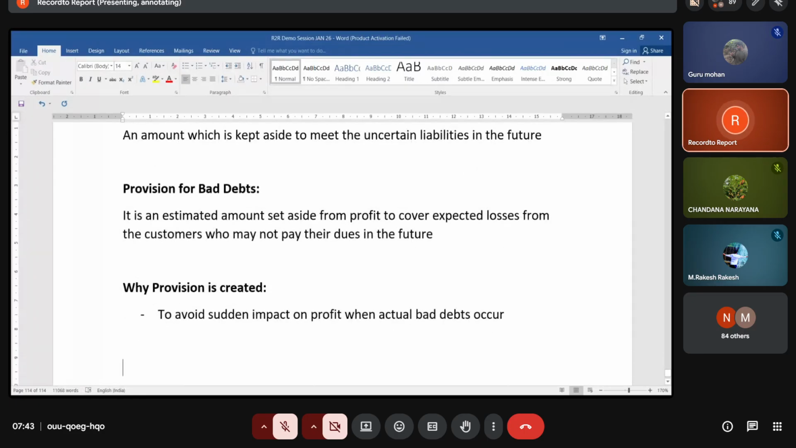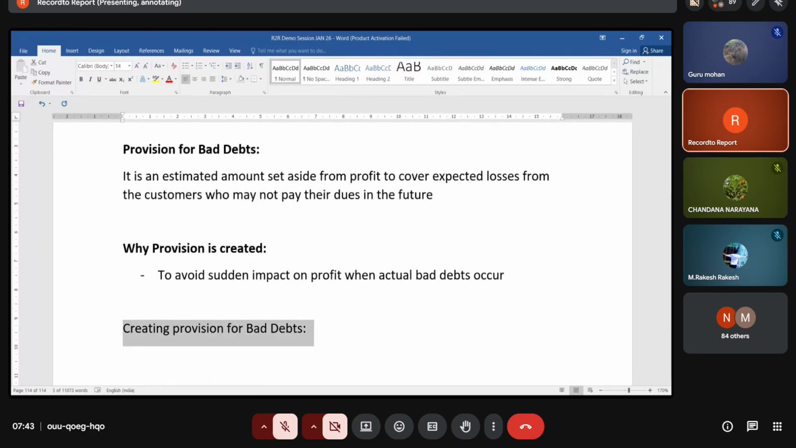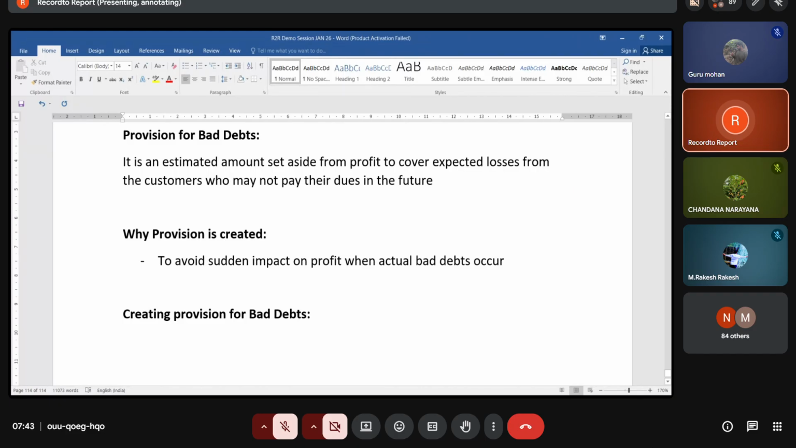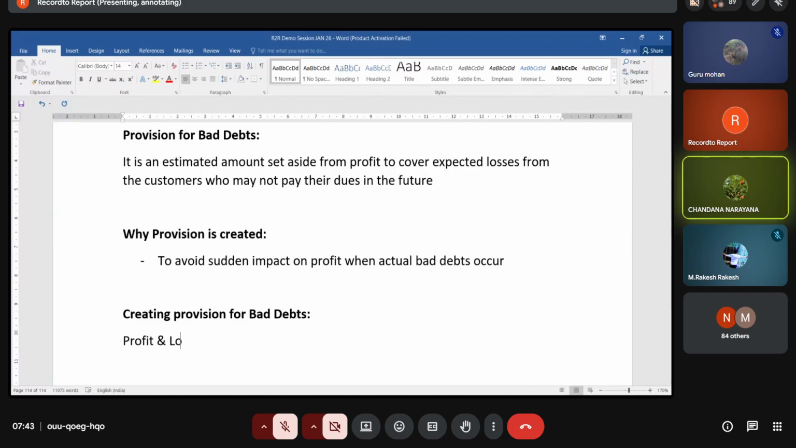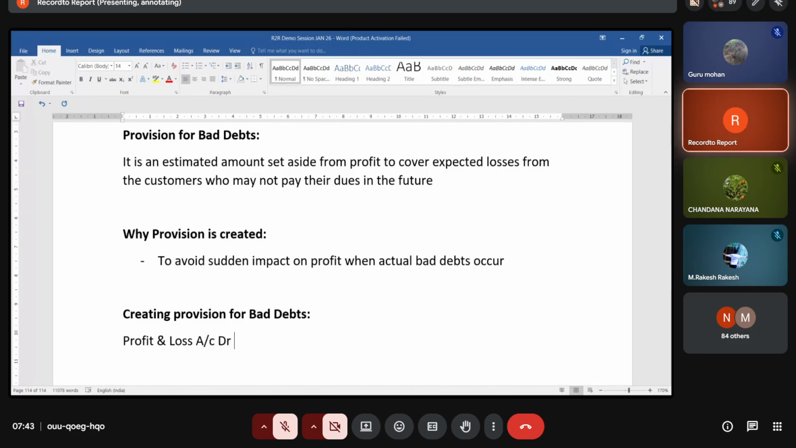So while creating the provision for bad debts, what entry will we record? When the profit is coming, when the revenue is coming, is it debit or credit, guys? Credit. But while reducing the profit, we need to debit. Debit all expenses. Profit and loss account debit to provision for bad debts.